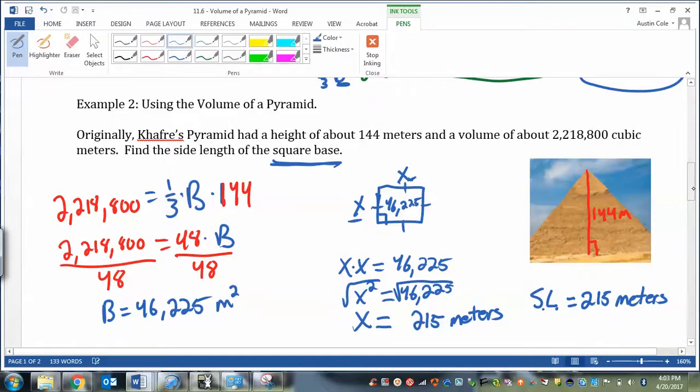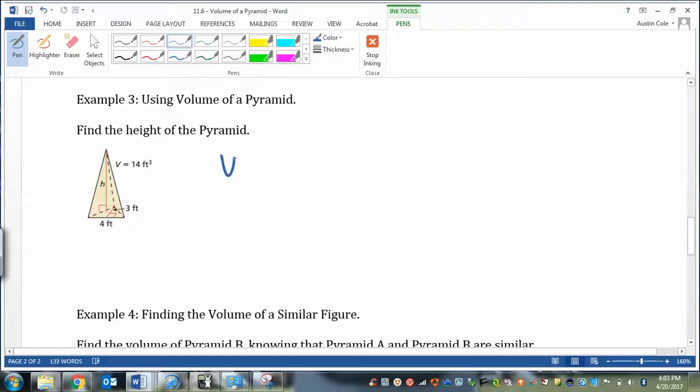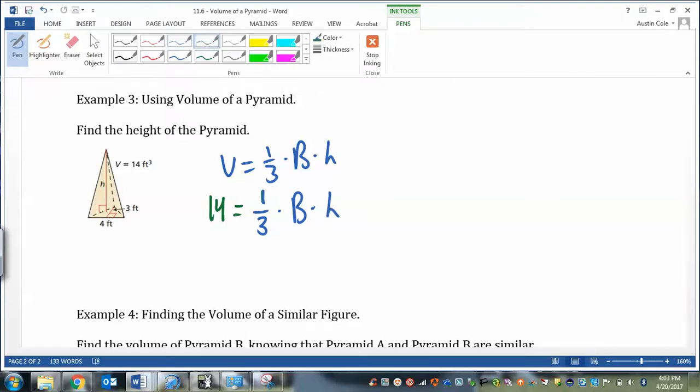All right. Let's do the next one. Okay, we want to find the height. Again, volume equals 1/3 times the area of the base times the height. So we know the volume is 14. That equals 1/3 times the area of the base times the height. We don't know height, so I'm going to leave that alone for right now. But we can find out the area of the base really easy, right? We have a triangular base.